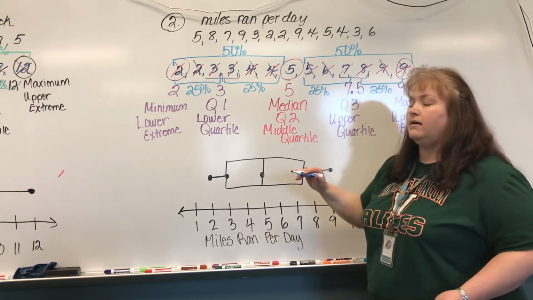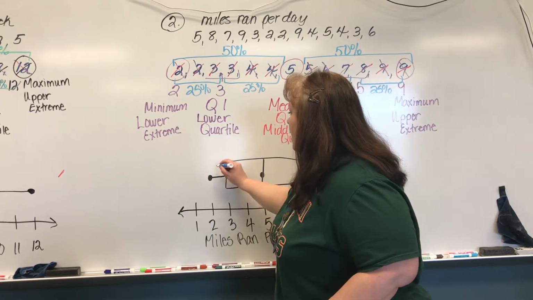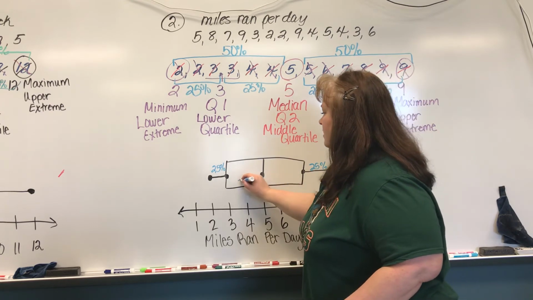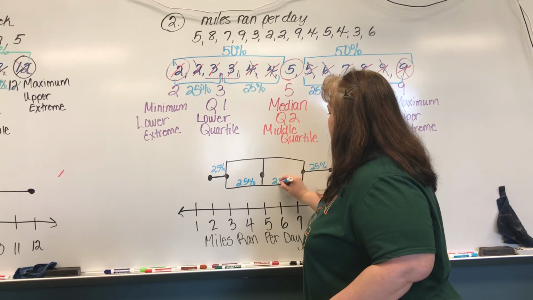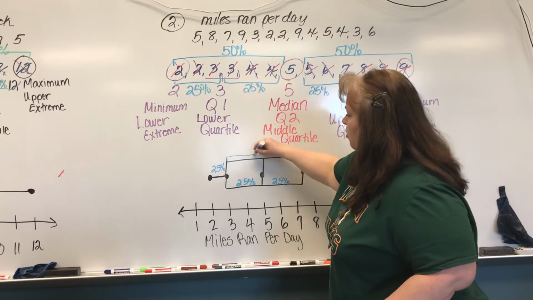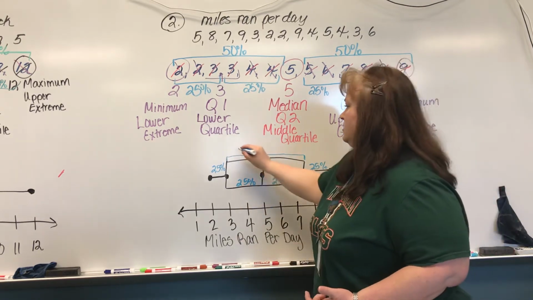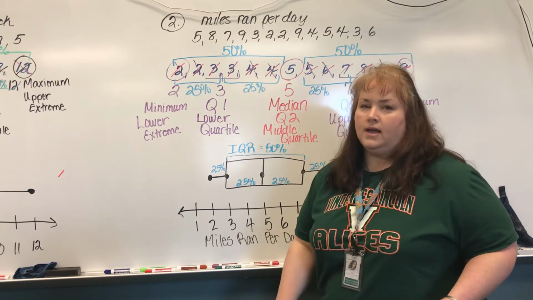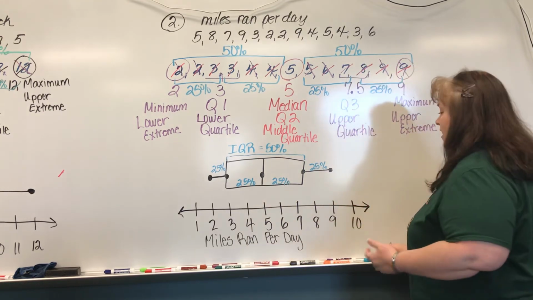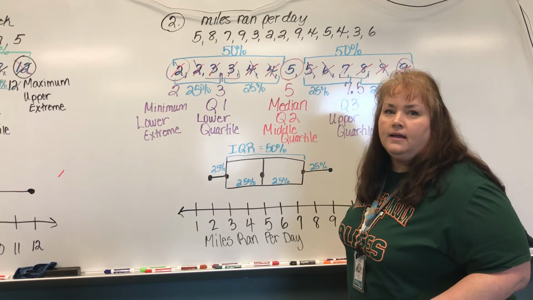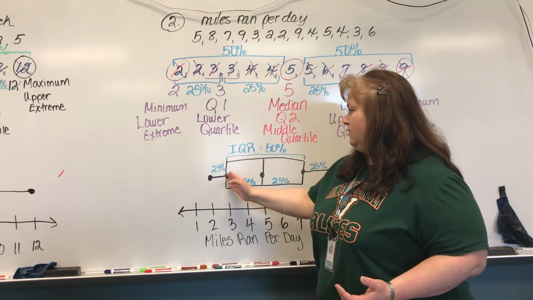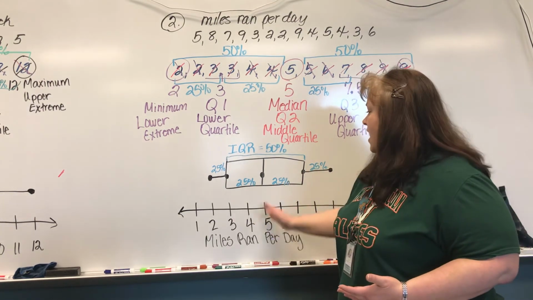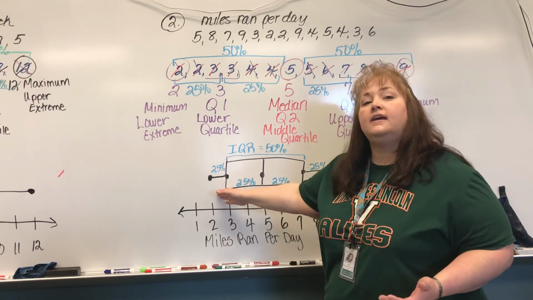So then what that looks like on our box and whisker plot is that our whiskers, again, are 25% of our data. Each section of the box is 25% of the data. And then the whole box, which is your interquartile range, is 50% of your data. It's always like that. So, if I were to say what percent of your data is above 3? 3 is right here. 75% of your data is above 3. What percent of your data is below 5? 5 is the median, so 50% of my data is below the 5.